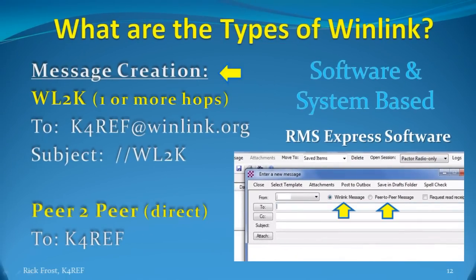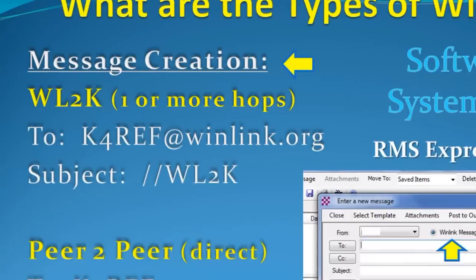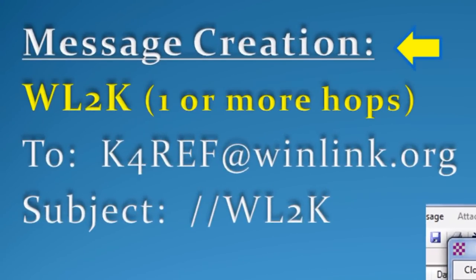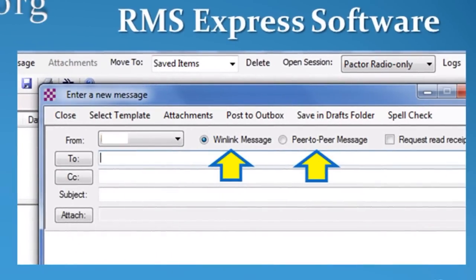When you create an email message in the RMS Express program, you create it as a Winlink message or a peer-to-peer message. If you create a Winlink message, the assumption is that there will be one or more hops between the message originator and the end user. A WL2K message will be addressed to a call sign at winlink.org. It can also be addressed to any standard internet email address, if it's to be delivered outside the Winlink system. And finally, the subject line has to start with //WL2K.